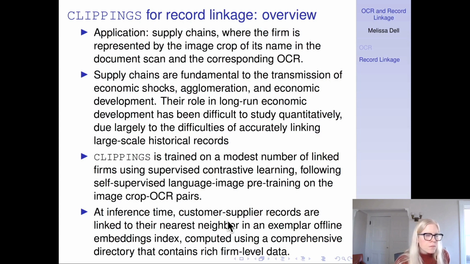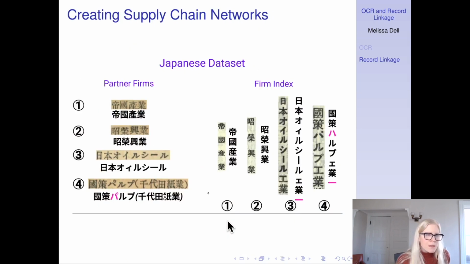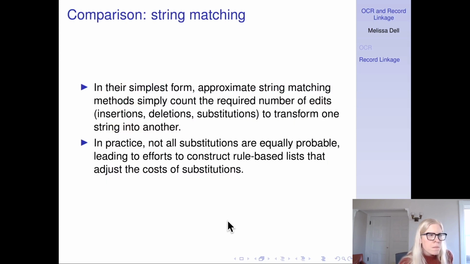All right. So again, this is just a recap of what the data would look like. We want to know that firm number 1, which is a customer of another firm, is linked with firm number 1 in this firm index, which has a bunch of other characteristics about the firm and so on and so forth.